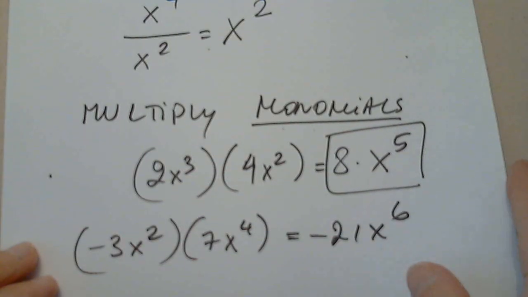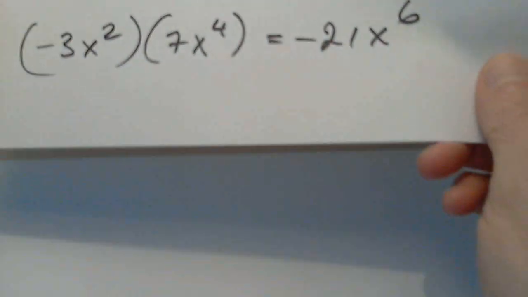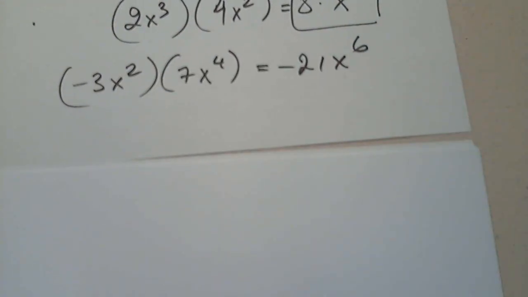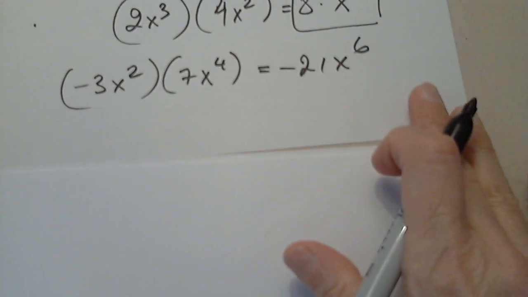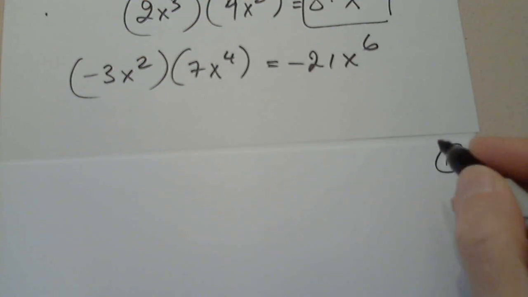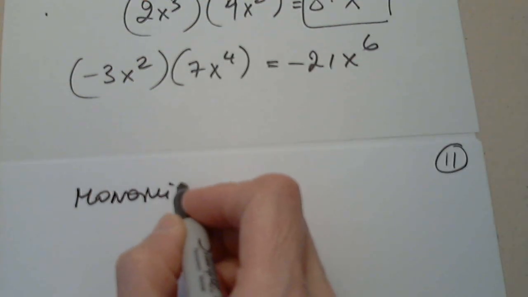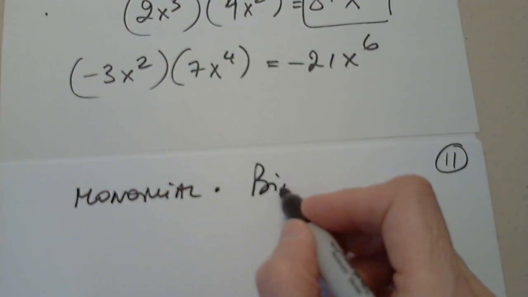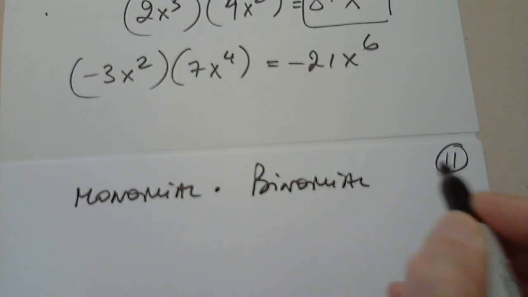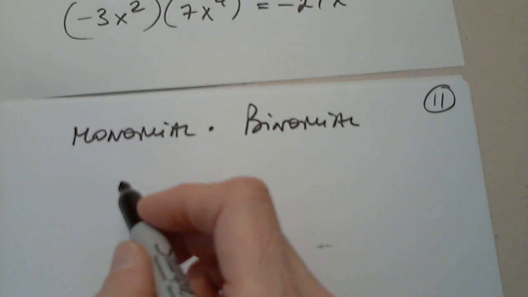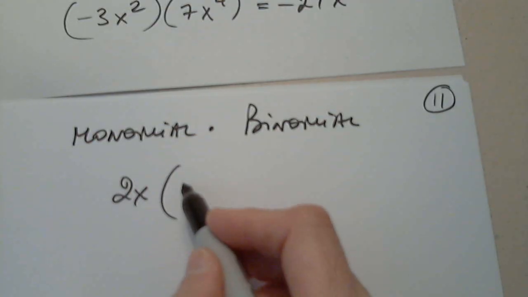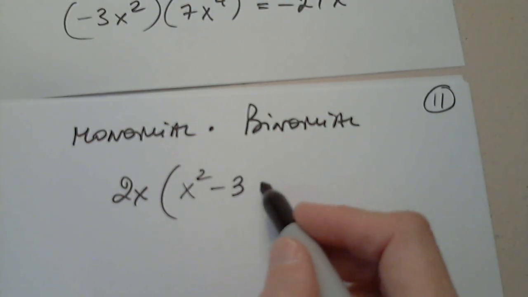Good. Now let's see how we multiply two binomials. Or maybe first I should multiply a monomial times a binomial. Let's do that first. So monomial times binomial. A very simple example. Let's say 2x multiplied by x squared minus 3.